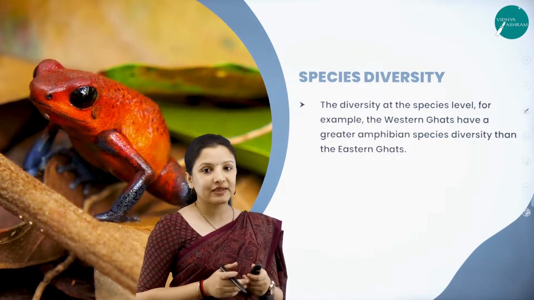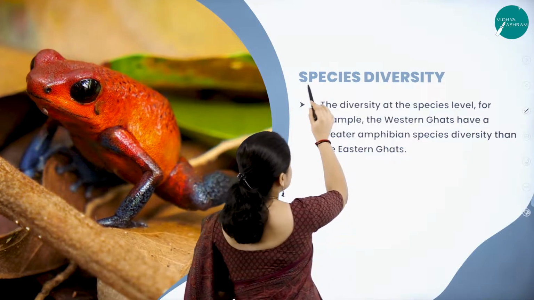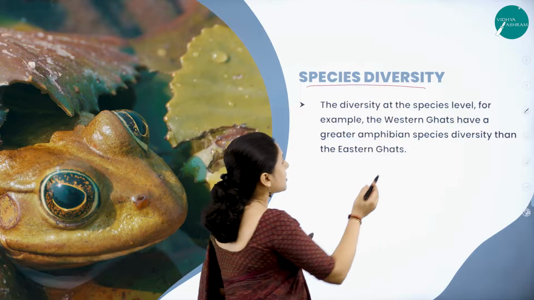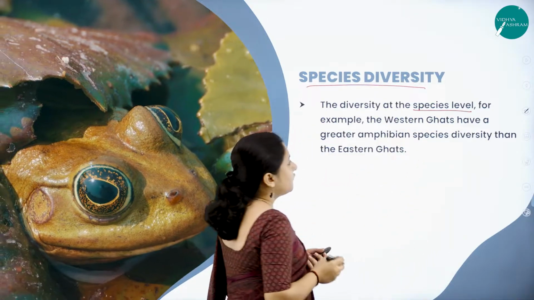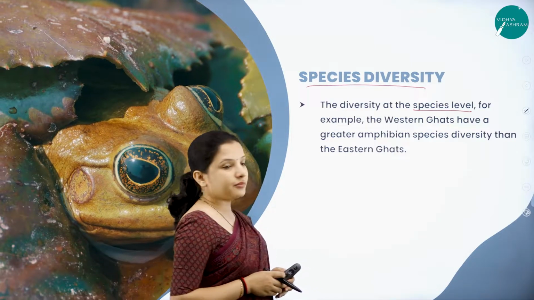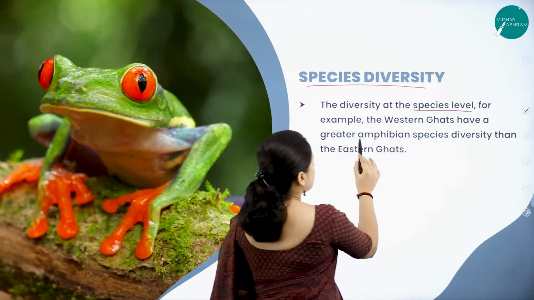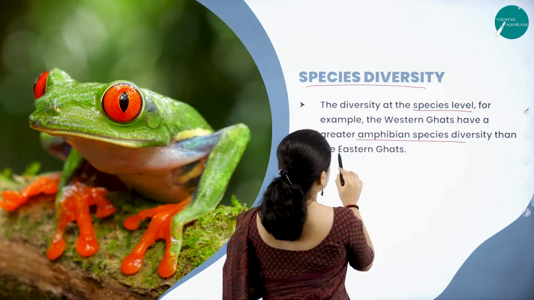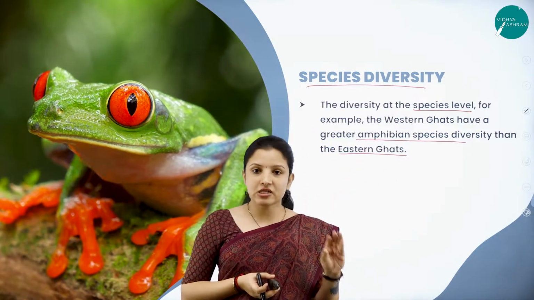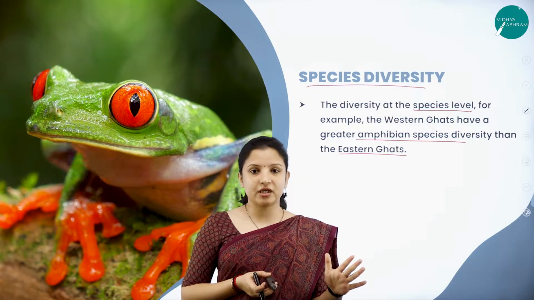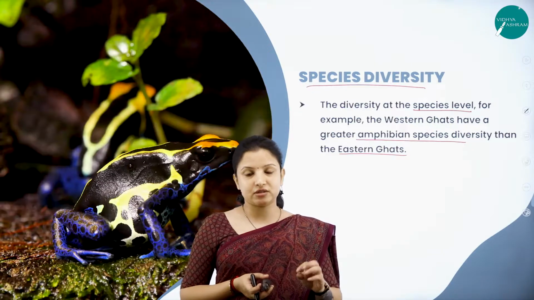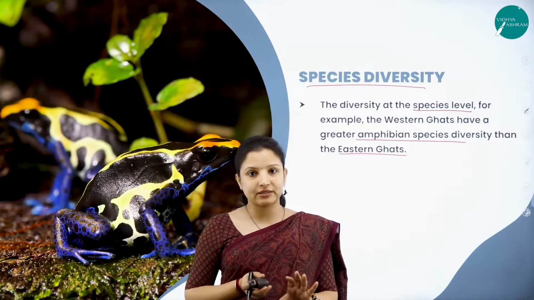Next, talking about species diversity. So species diversity means the diversity or variation in the organisms that occurs at the species level. For example, the Western Ghats have a greater amphibian species diversity than the Eastern Ghats. Here you don't go in for a particular variety. In genetic diversity, we went in for a particular variety, wherein we chose mango, showing different genetic diversity. We chose rice, showing different genetic diversity.